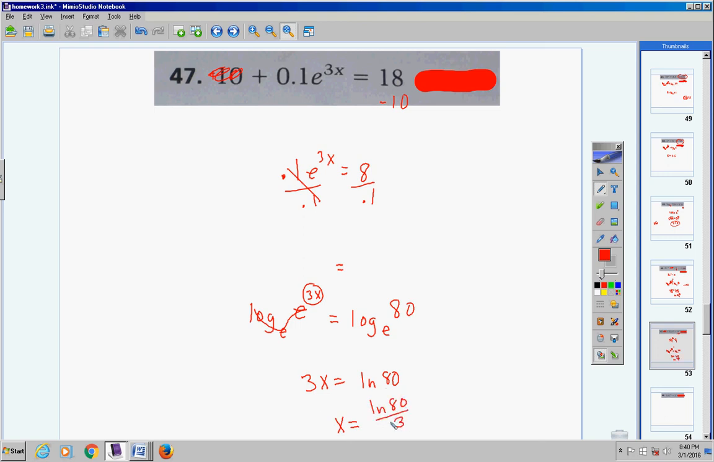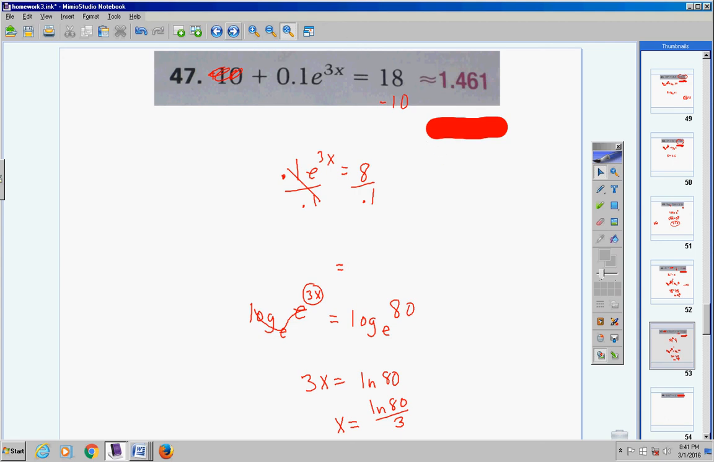So, with your calculator, type in ln of 80, enter, divided by 3, enter, and you will get 1.4606755545, which rounded is 1.461. Okay? One more problem, and we'll take a break and do a part 2 a little bit later.